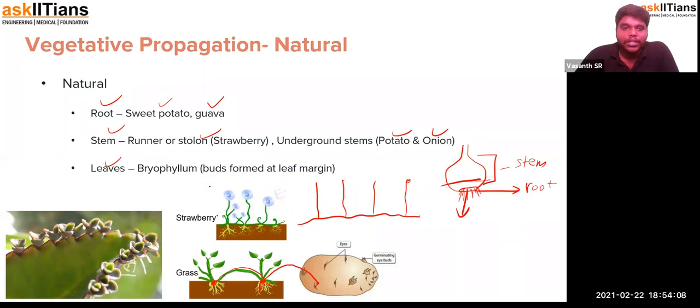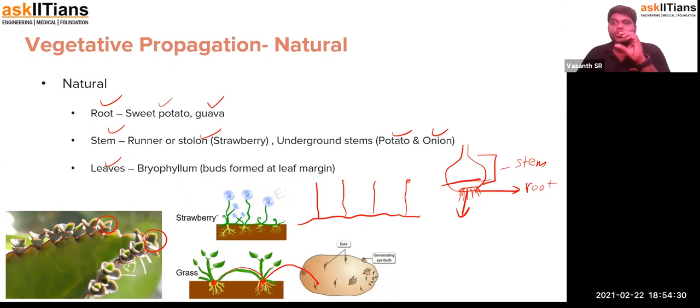So next one is leaves. How could leaves be part of vegetative propagation? Bryophyllum is a very good example. I have one in my lawn. This bryophyllum will develop buds. What do you mean by buds? Newly formed smaller plantlets. Where are they formed? They are actually formed in the leaf margins. So you can see beautiful examples over here.